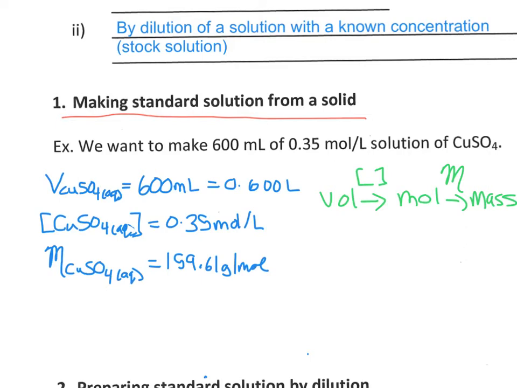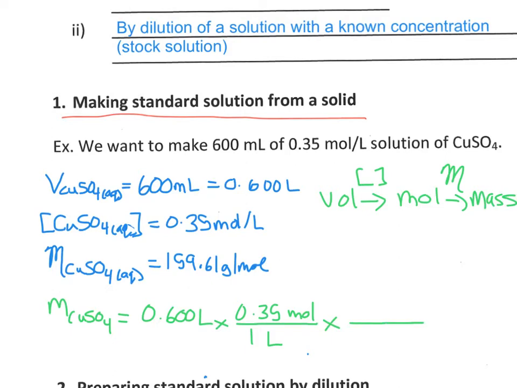To do this type of problem, I would set up a factor label method. Your mass of copper sulfate is going to be, starting with your volume, 0.600 liter, turning it into moles using your factor label method. You're going to have 0.35 mole over 1 liter. And then using your molar mass, 159.61 grams over 1 mole.